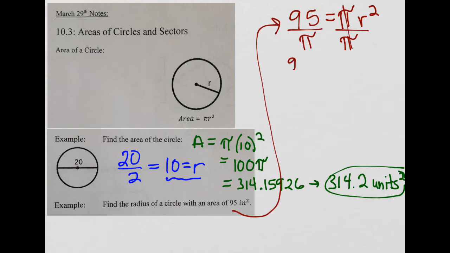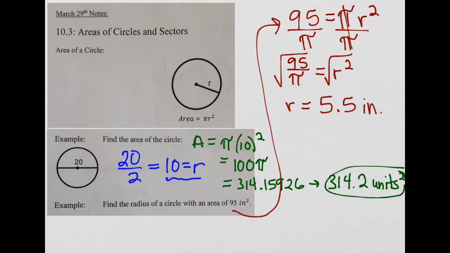Those cancel, so we have 95 over pi is equal to r squared. To find just r, we take the square root of both sides. So r will equal whatever this decimal is in our calculator. So square root of 95 divided by pi. Make sure that you put both the 95 and the pi inside the square root, or else you'll get a different answer. So that gives me 5.499, so about 5.5 inches for our radius.